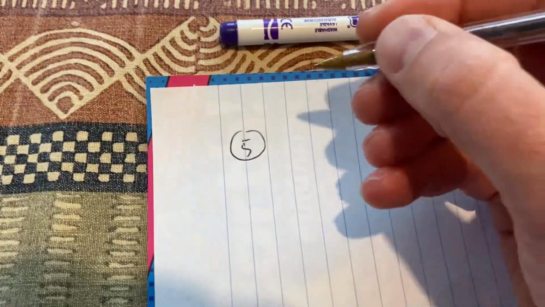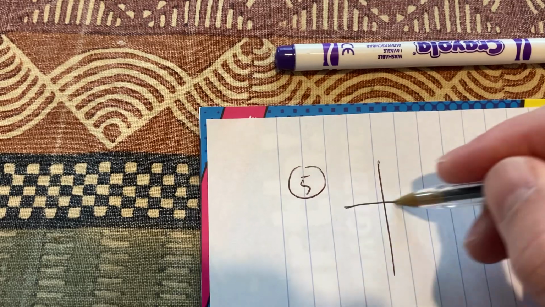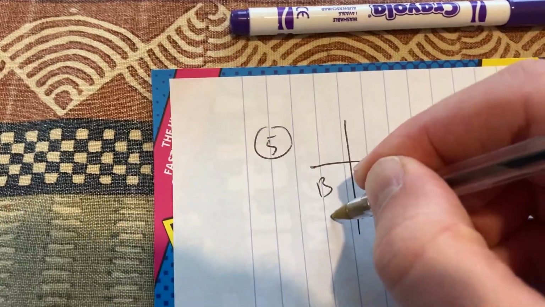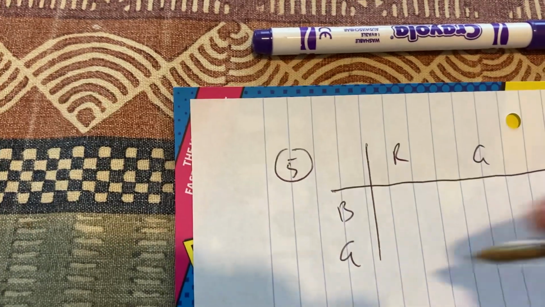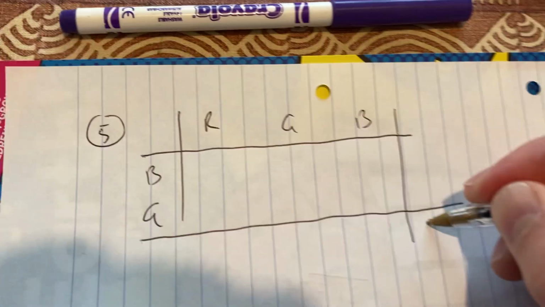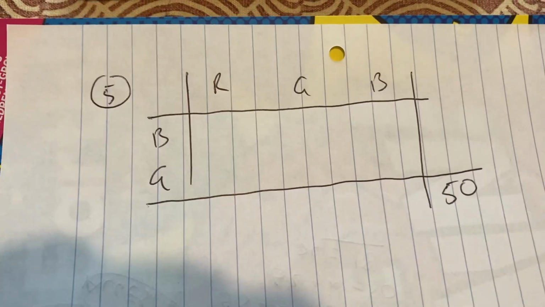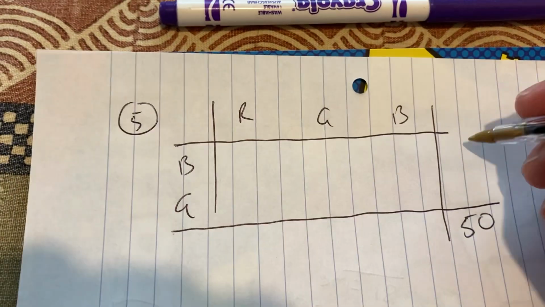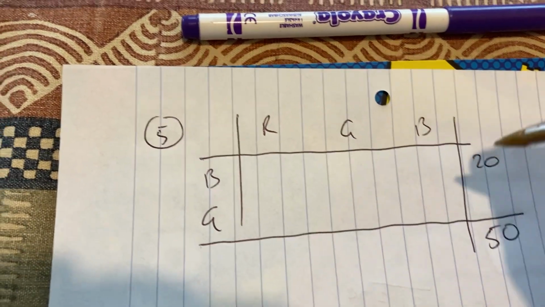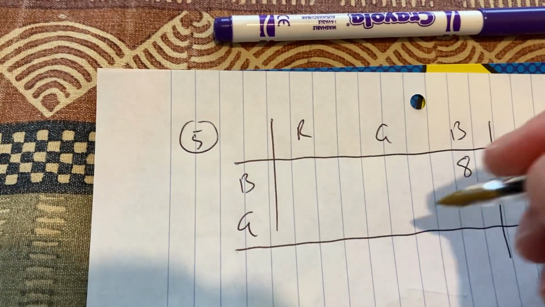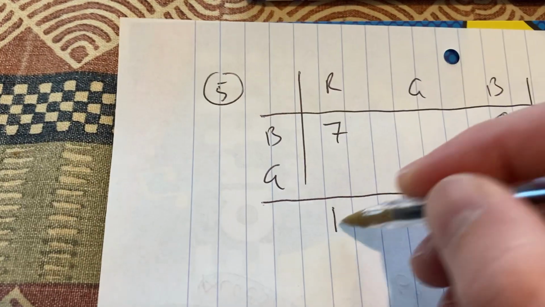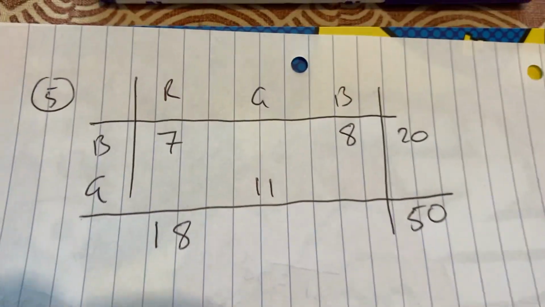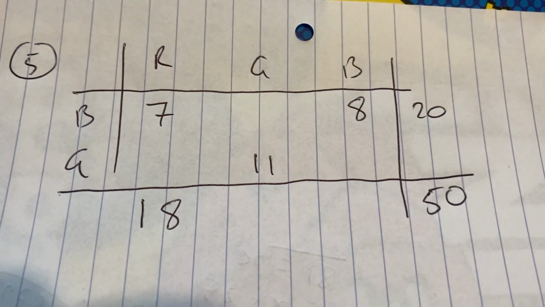Question number 5. It's going to be a 2-way table. Boys and girls, and they have favorite colors, red, green, blue. And they tell us that there's a total of 50 children, okay? And 20 of them are boys. 8 of the boys like blue, 11 of the girls like green, 7 of the boys like red, and a total number of 18 like red. And we've got to fill in the rest of the gaps. So it's a 2-way table question.